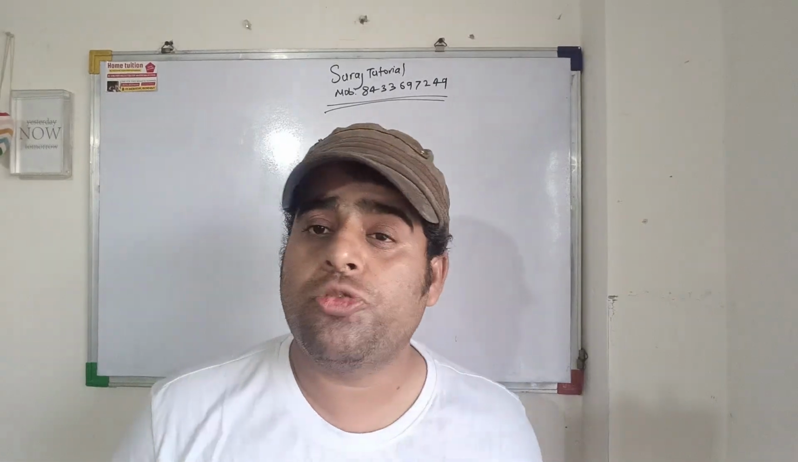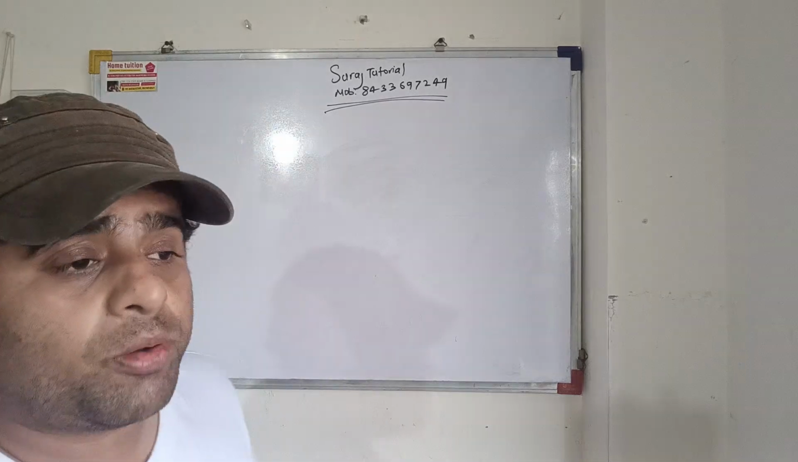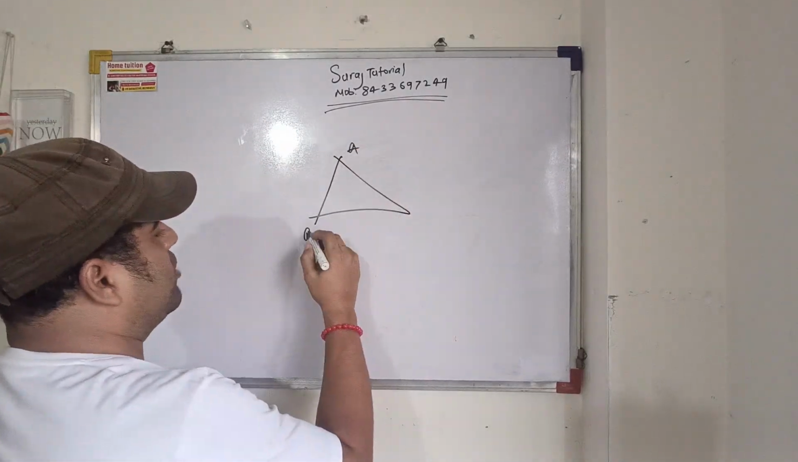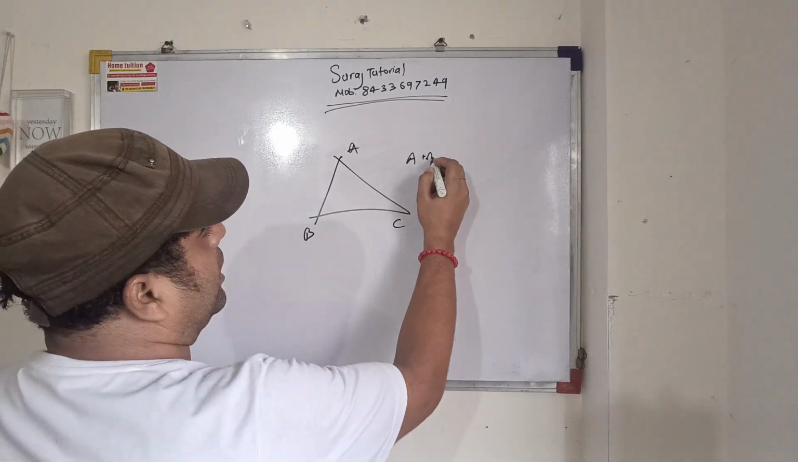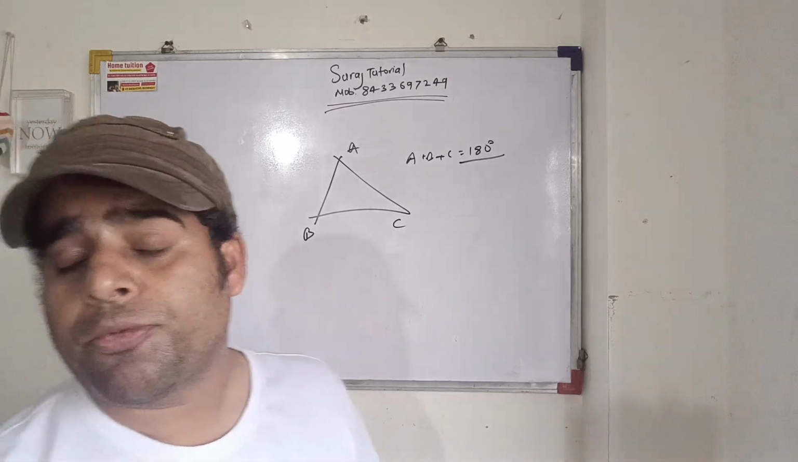So my dear students, in this video I am going to explain the angle sum property of polygons. You know the angle sum property of a triangle. For example, this is a triangle ABC, so the sum of all the angles in a triangle is 180 degrees. This is called the angle sum property of a triangle.